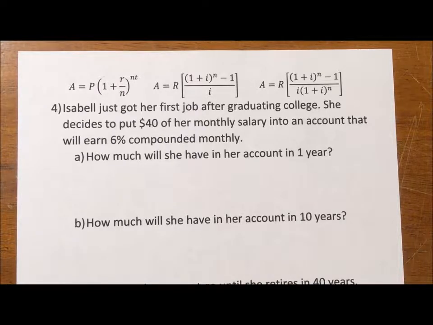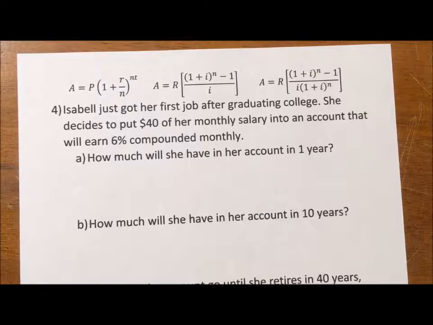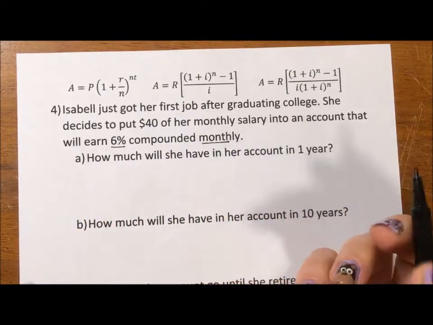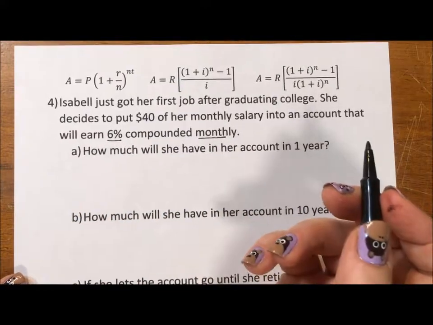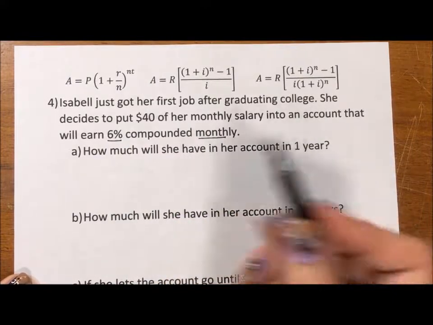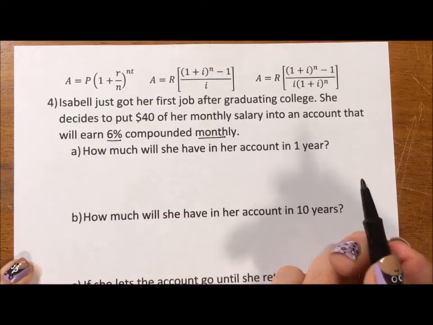So Isabel just got her first job and she decides to put $40 a month away. And she found an account that pays 6% compounded monthly. This is a great idea to do. I don't give a lot of finance advice, but putting money away into a retirement account is great. All right, how much will she have in her account after 1 year?